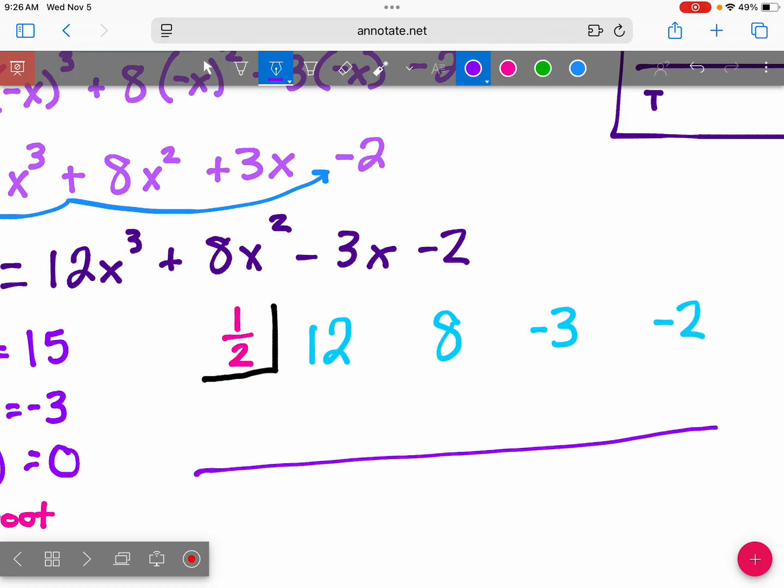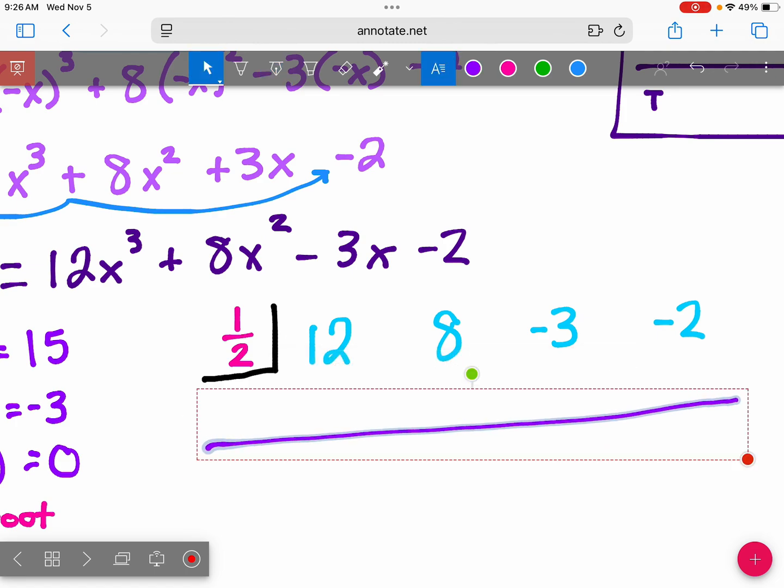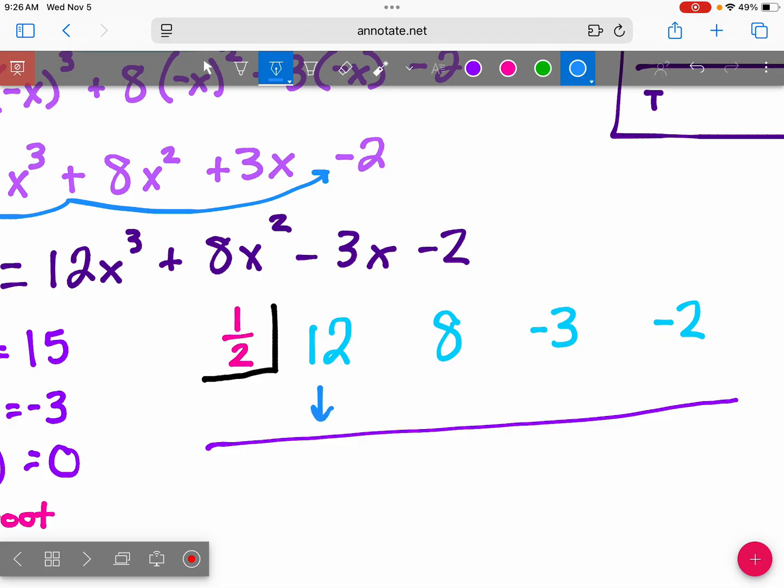And using our synthetic division, our first term drops just like normal. 12 times 1/2 gives us a 6. And then we're going to add. 8 plus 6 gives us a 14. 14 times 1/2 gives us a 7. Negative 3 plus 7 gives us a 4. 4 times 1/2 gives us a 2. And when we add those together, we get our 0, which is what we expected.